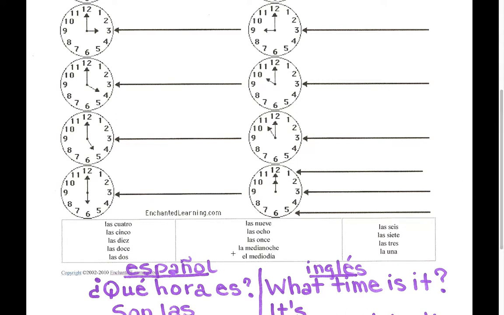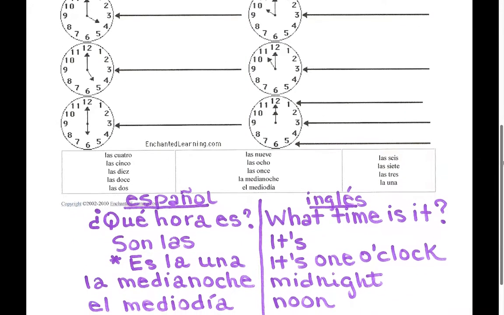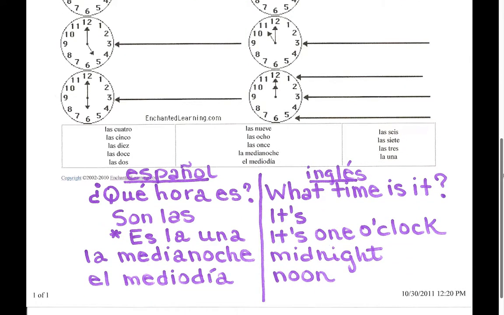So those are tricky and added, something that is not in our song and I do not typically teach because these two would also use es instead of son. Es la medianoche, even though you are talking about a plural number. And it would be es el mediodía. So that's a little bit tricky to have.